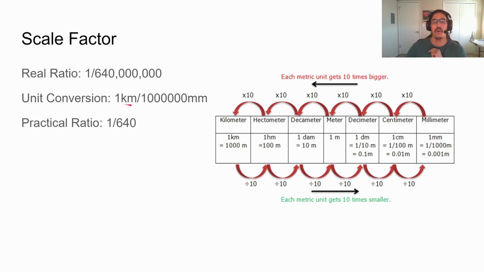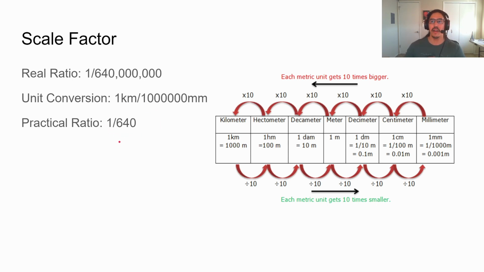You see, 1 kilometer is actually a million times bigger than a millimeter. It goes 10, 100, 1,000, 10,000, 100,000, a million times bigger. So if we just ignore that, if we just treat kilometers like they're millimeters, we get a 1 million times scale factor kind of for free. So it's happening in the background with the units, and that means that the ratio that we're going to actually use is 1 to 640.